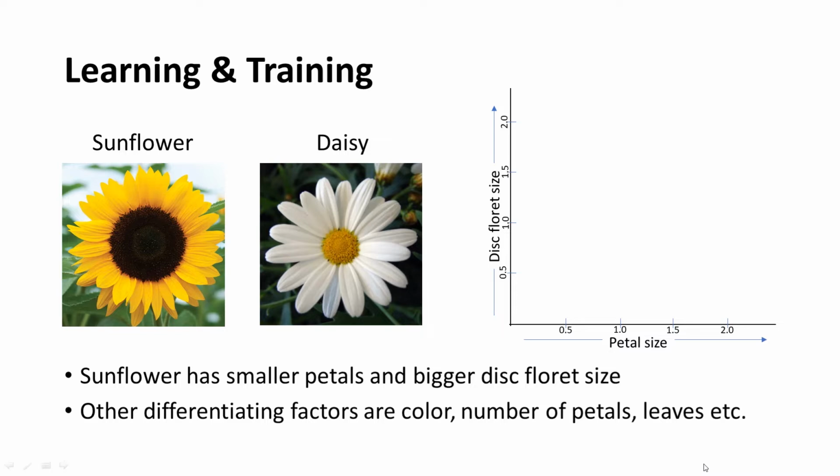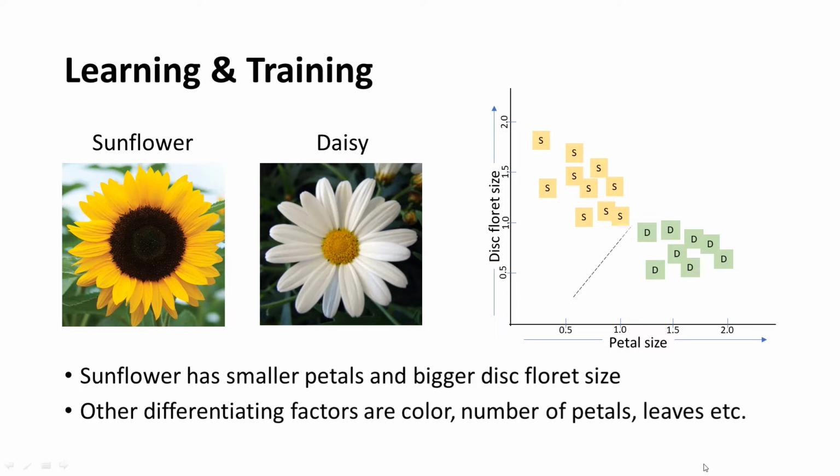For the daisy flower, if we see the instances, they will be somewhere on this part of the graph, because the petal size of a daisy flower is larger than the sunflower, and the disc floret size for the daisy flower is relatively smaller. Similarly, if we see the sunflower instances, they will be somewhere around this part of the graph.